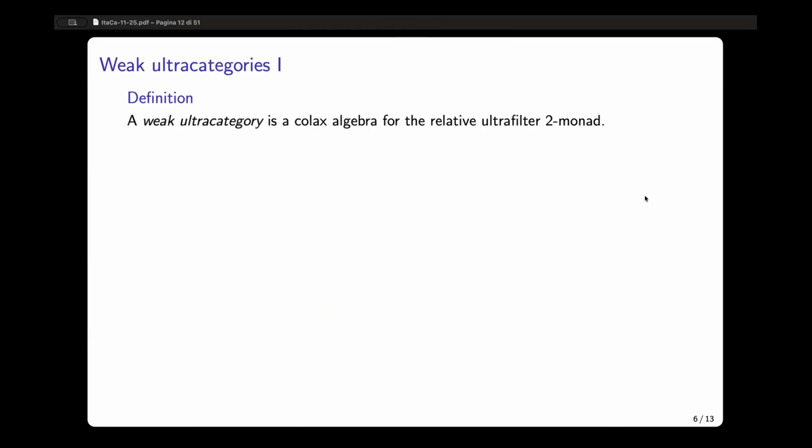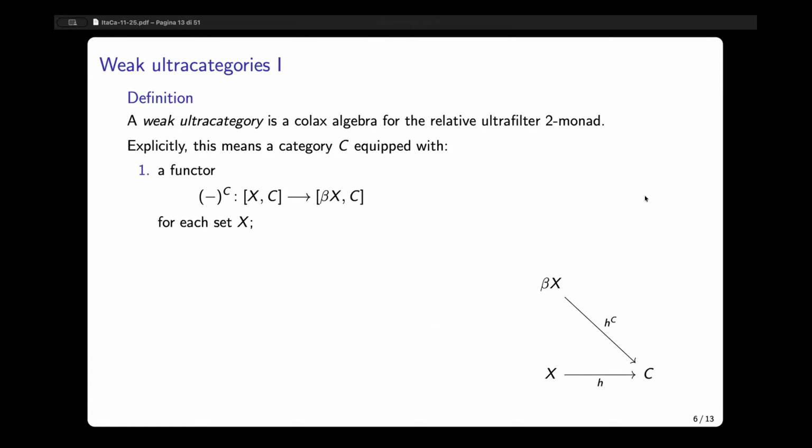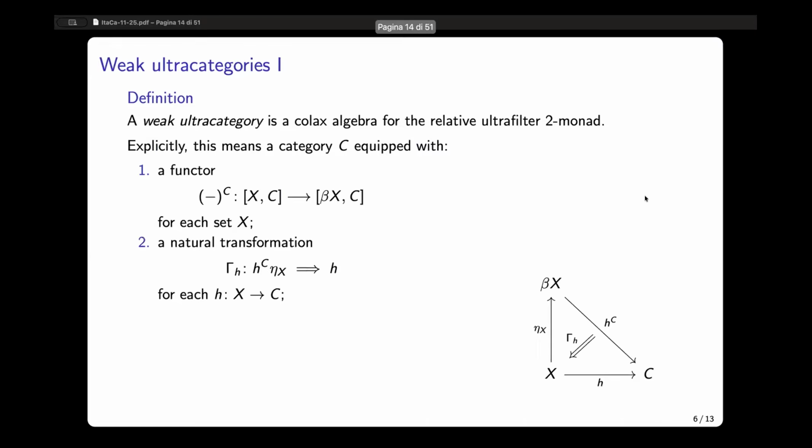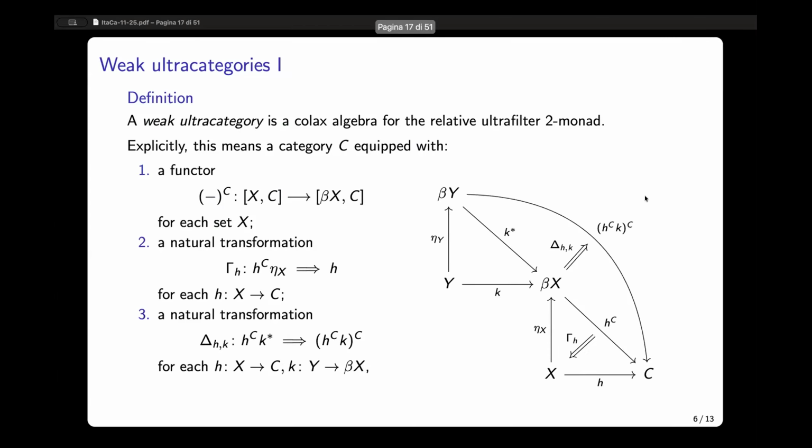So, okay, we define weak ultracategories to be Kock algebras for this relative monad. Let me spell out what this means. Well, it's a category with an extension functor, again, of this type, a natural transformation which will act as a unit for the algebra, and then for every other functor over the extended domain, we can also extend it according to the laws of the actual monad, so just in Set. And then we have a Kock associator, let's say, relating the two possible extensions that we have in this diagram.